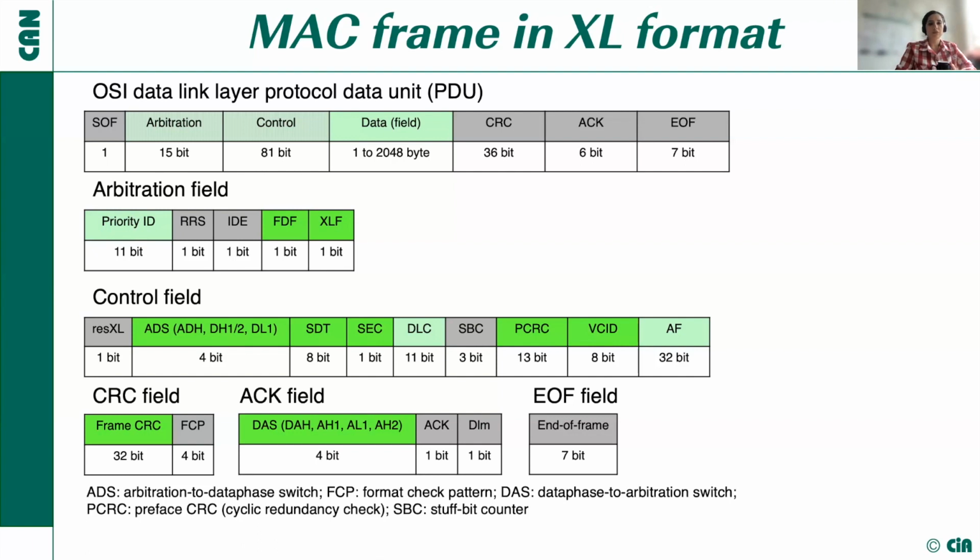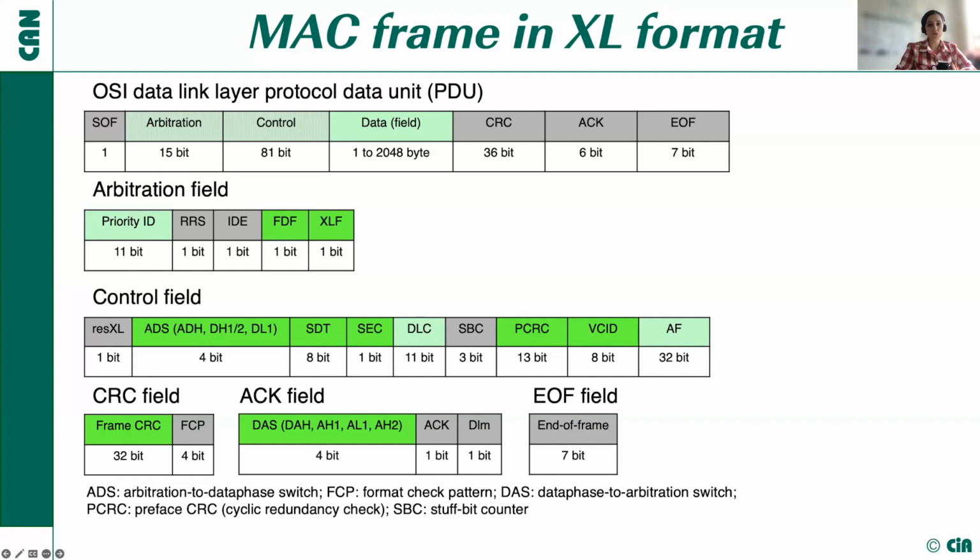And in the arbitration field, we have the 11-bit priority ID that is allocated to the priority, and we have 1-bit FD frame format and XL frame format to indicate whether the frame is in FD or XL format. And we have also ADS and DAS fields which will be used for switching between arbitration phase and data phase. And we have also the 8-bit STT and 8-bit VCID, and 1-bit for the higher level function SEC.